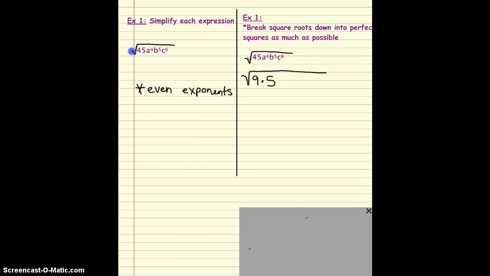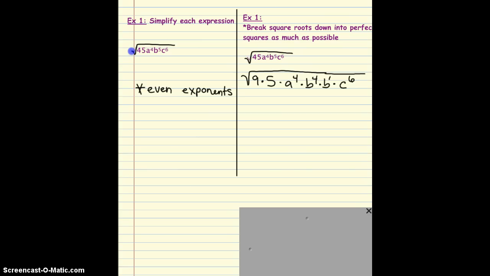Alright, so a to the 4th, we're going to leave it as a to the 4th. B to the 5th, we are going to break that down into b to the 4th times b to the 1st. Remember, you add exponents as you are multiplying them, so 4 plus 1 would give us our 5. C to the 6th is even, so we're going to leave that. Alright, then we're going to go piece by piece doing square roots.